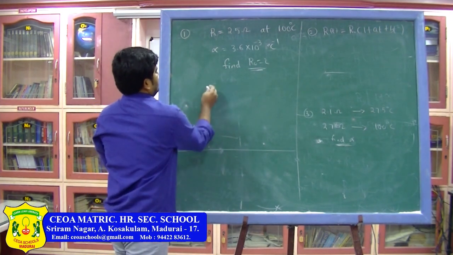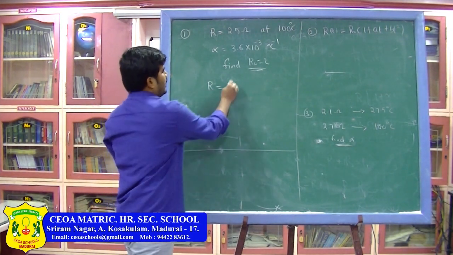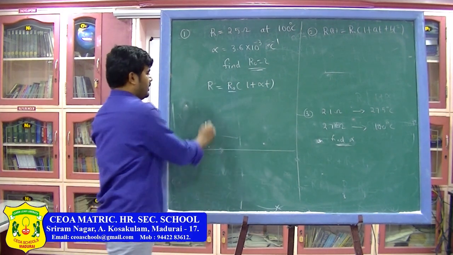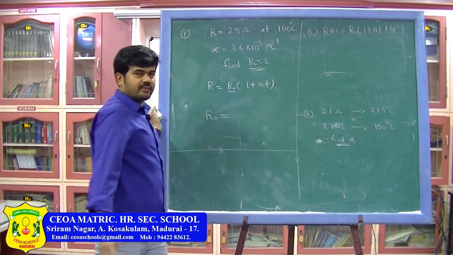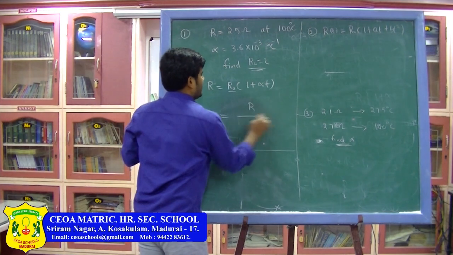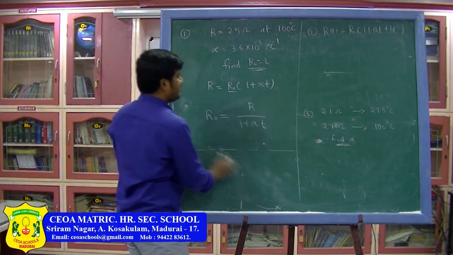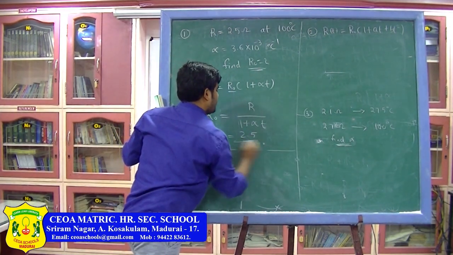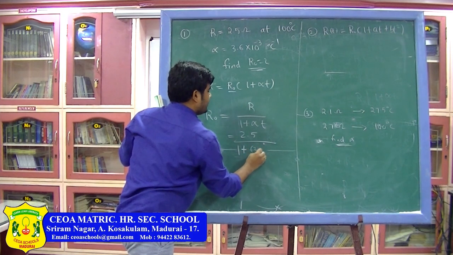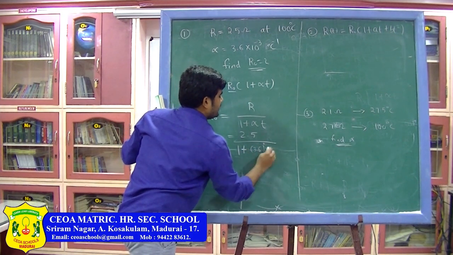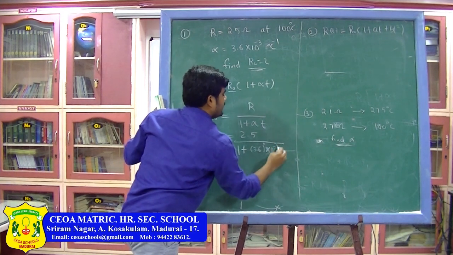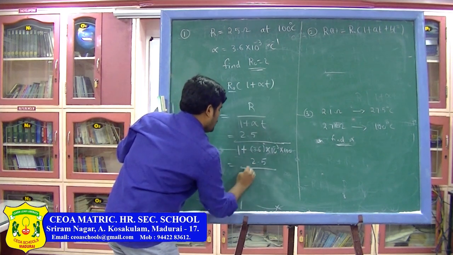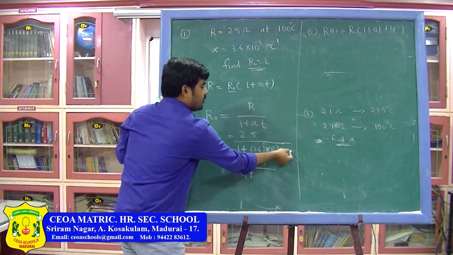So we know that R_T, that is R is equals to R naught into 1 plus alpha into T. So we want this R naught value. Then R naught, that is resistance at 0 degree Celsius, is equal to R divided by 1 plus alpha into T. Now substituting the given values, R value is given as 2.5 ohm, 2.5 divided by 1 plus alpha value 3.6 into 10 power minus 3 into T value 100 degree Celsius. Now simplifying this, you will get 2.5 divided by 1 plus, 10 power minus 3 into 10 power 2, you will get 10 power minus 1.